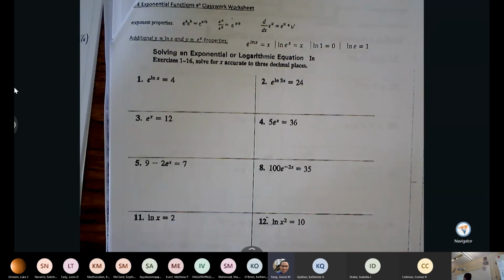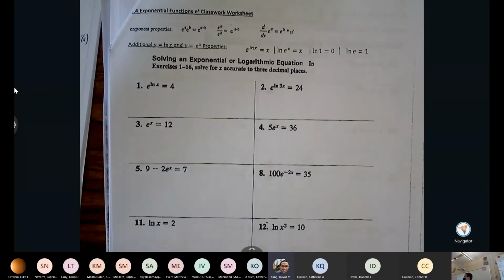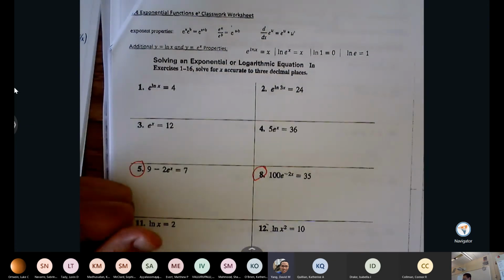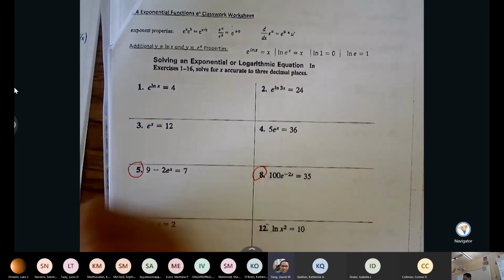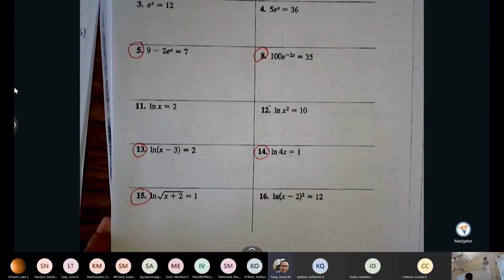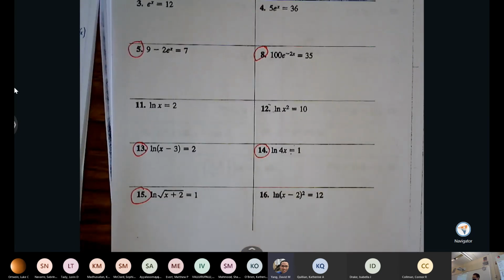So the first page, we're just going to be solving equations, so no derivatives yet, but I'm going to circle a couple problems for us to look at. We're just trying to solve for x with these problems. But they kind of fall into two categories. So I want to talk about them.